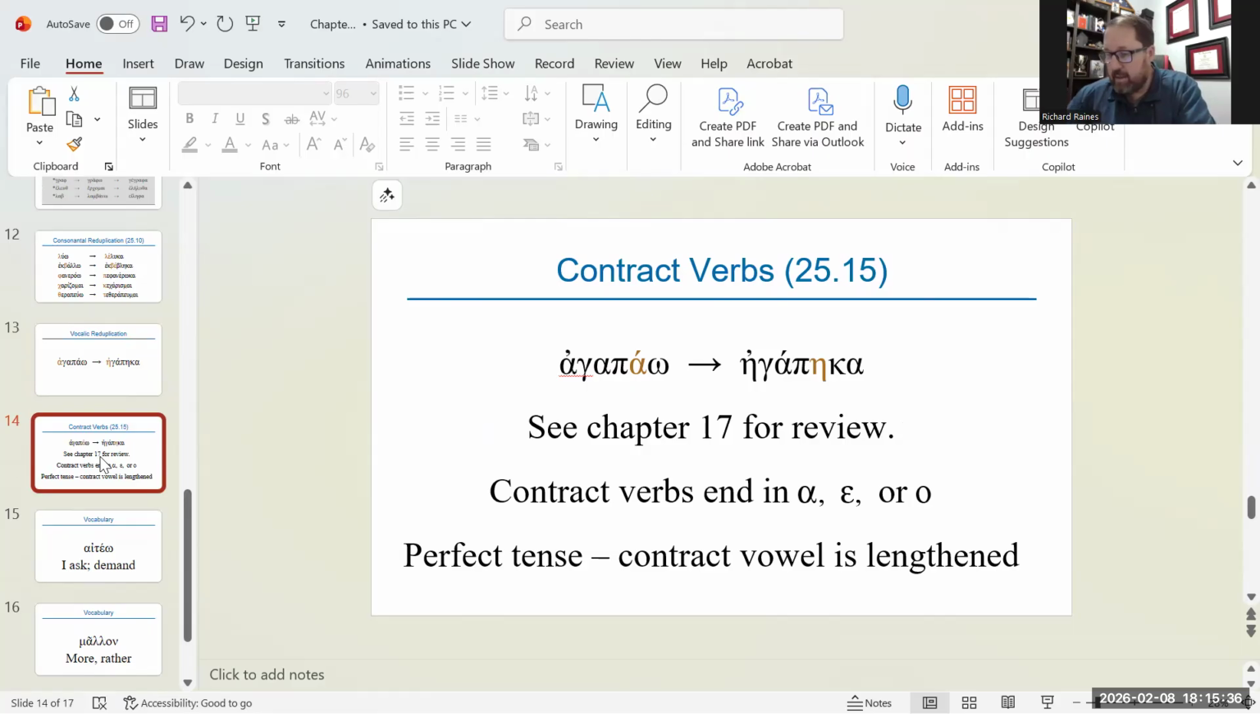And you can see that on section 25.15. For an example, it's on here too, agapao, agapeka. All right. I know that's a lot.